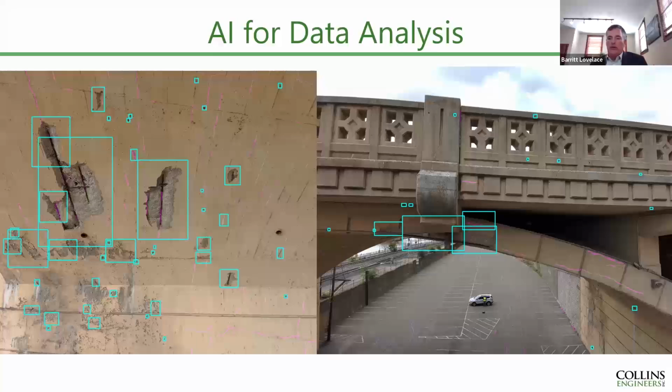The way we're doing that is we're just having engineers go through pictures and identifying these types of defects. And the more we do, the more the AI learns from the engineers what those things look like that we're trying to find, and then can automatically do it by itself.